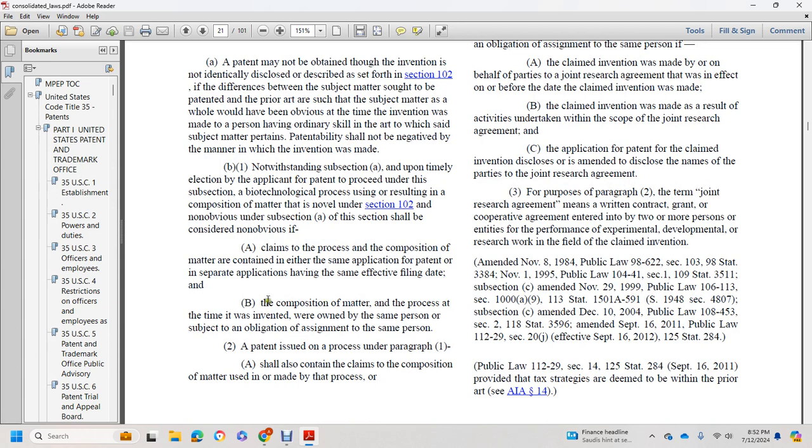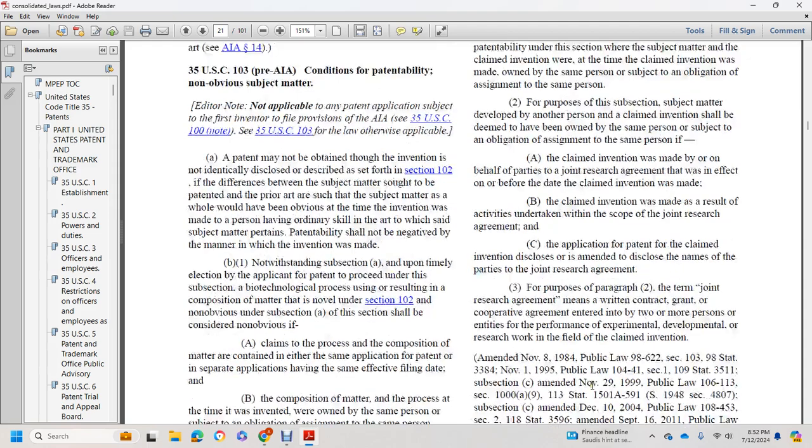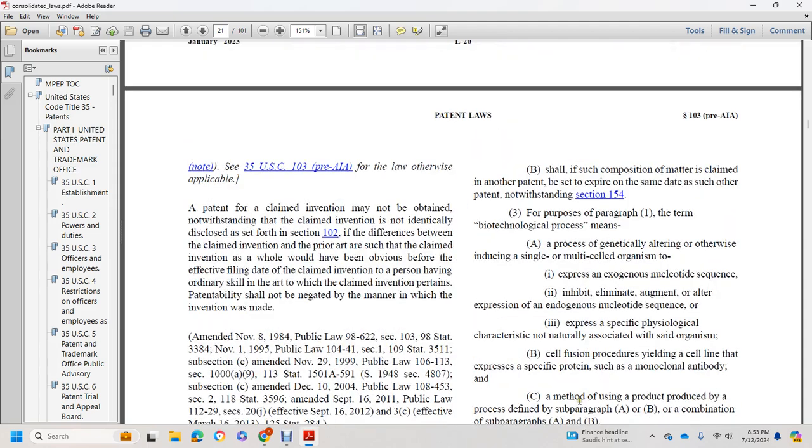B. The composition of matter and the process at the time of invention were owned by the same person or subject to an obligation of assignment to the same person. 2. A patent issued on the process under paragraph 1 shall also contain the claims of the composition of matter, either made in the process. B. Such composition of matter claimed with another patent shall expire on the same date as the patent, notwithstanding section 154.